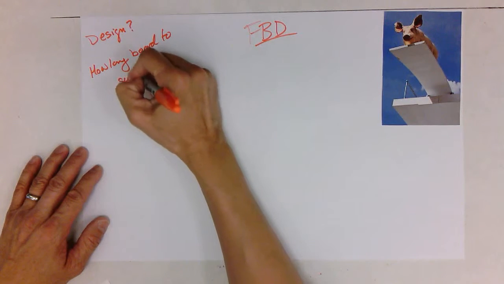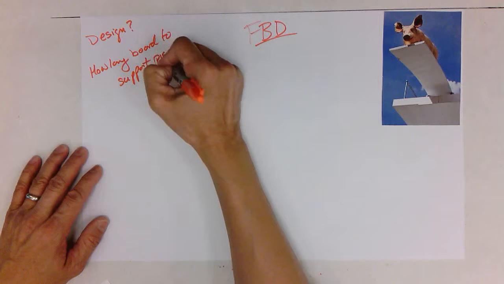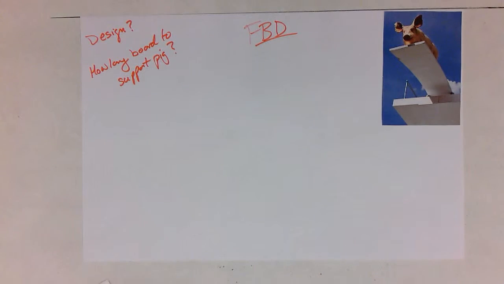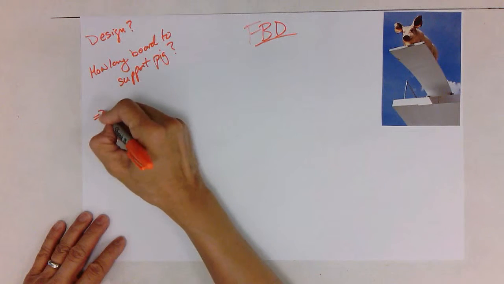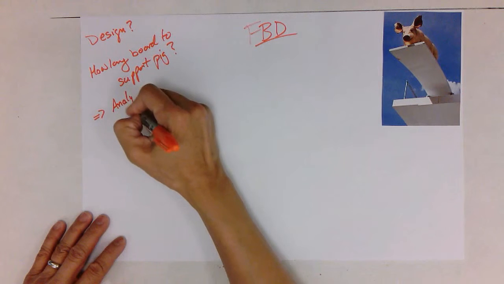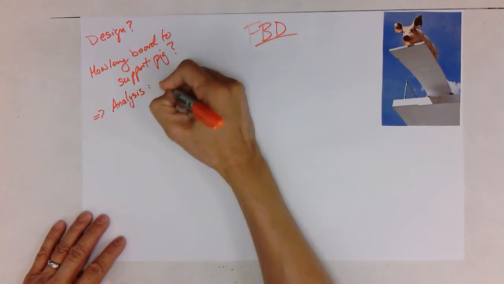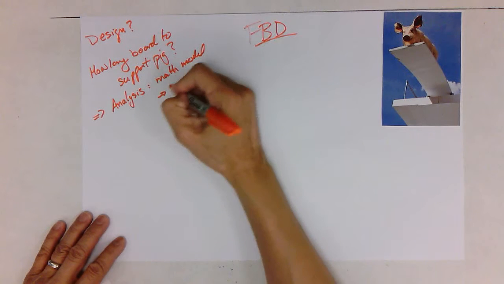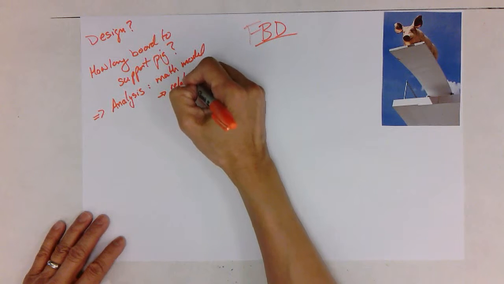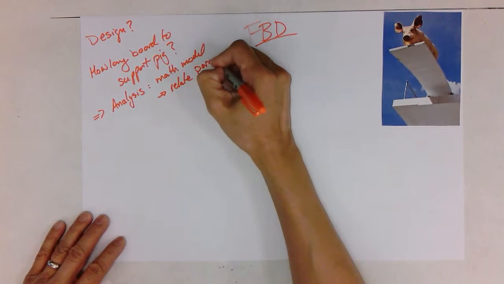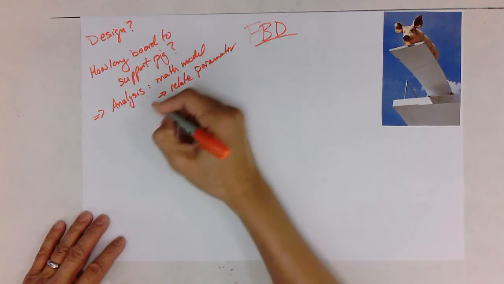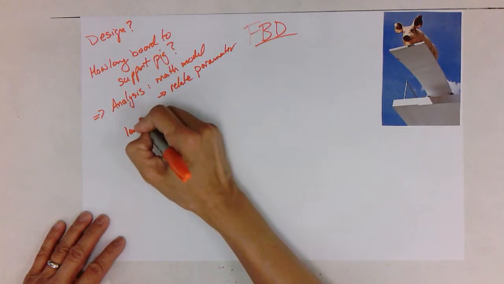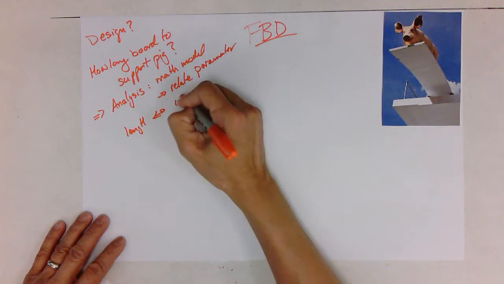Or what material to make the board out of? To answer this question, you want to do some analysis, and that analysis probably entails making a mathematical model that can relate the parameters. So if we say, how long do we make the board, then we will probably want to get some relationship between the length and probably the weight of the pig, say.